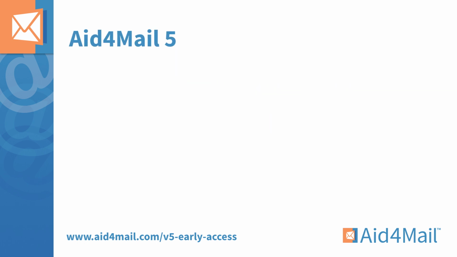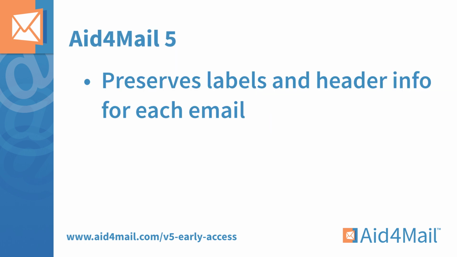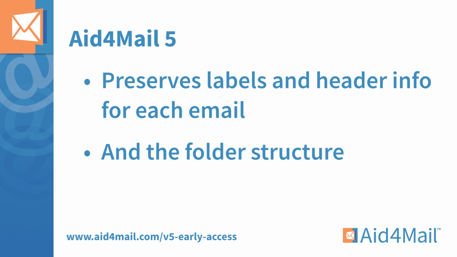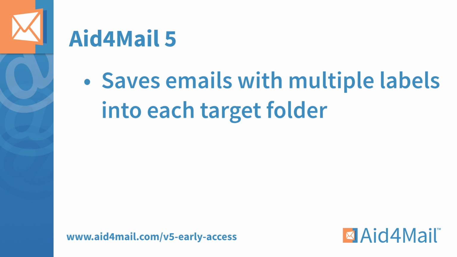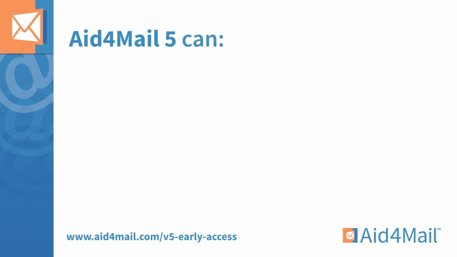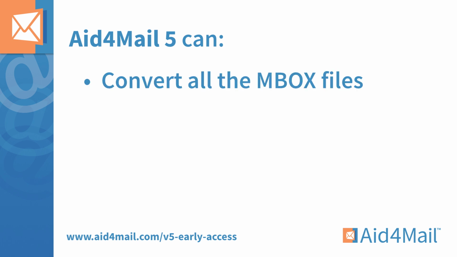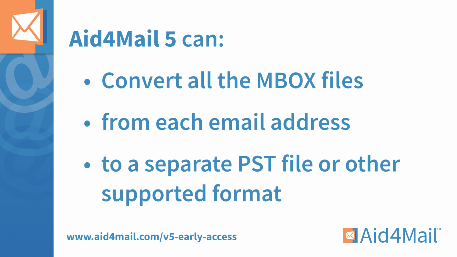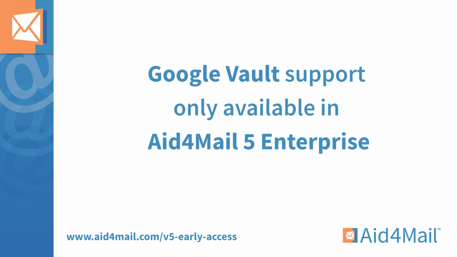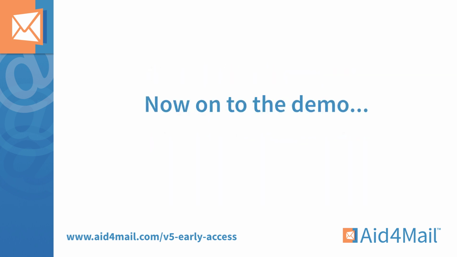Aid4Mail 5 can process all the emails for each email address while preserving the labels and header information for each email. This means Aid4Mail will be able to preserve the folder structure and save the emails with multiple labels into each target folder. Also, Aid4Mail provides functionality to create multiple sessions in the Aid4Mail 5 GUI to convert all the Mbox files from each email address to a separate PST file or other supported format. Just to make it clear, support for Google Vault zipped Mbox exports is only available in the Aid4Mail 5 Enterprise license. So now let's walk through how you can process Google Vault zipped Mbox exports with Aid4Mail version 5.